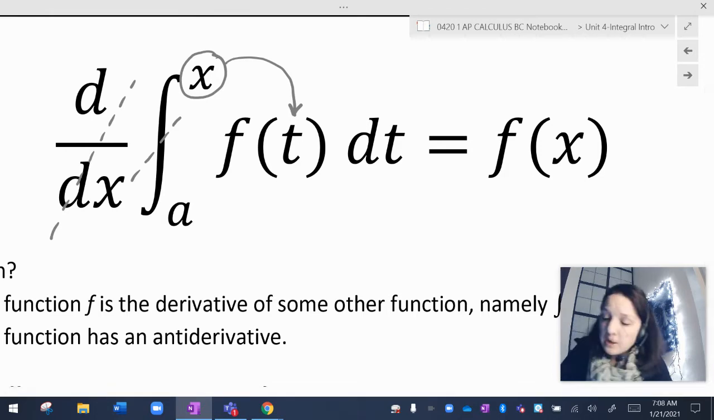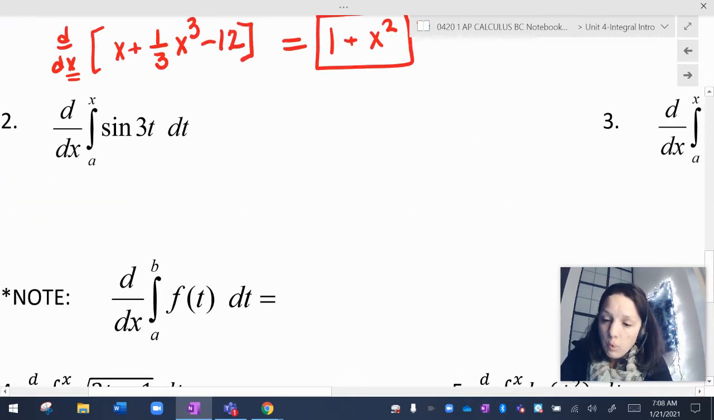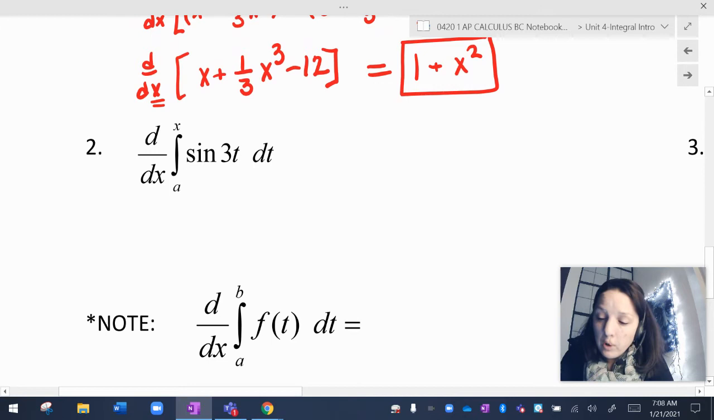That's it. So let's go through here. What if I did it for number 2? Well, I'm taking the derivative with respect to x of the integral from a to x of sine 3t dt. So the integral and the derivative cancel, and this x goes right in for the t. And I get the sine of 3x.